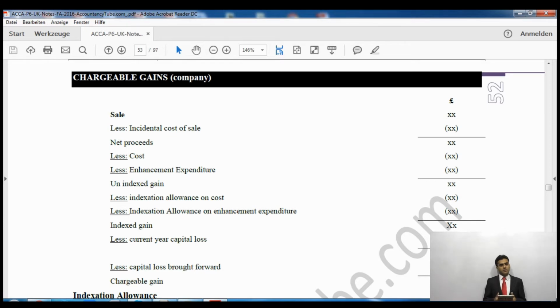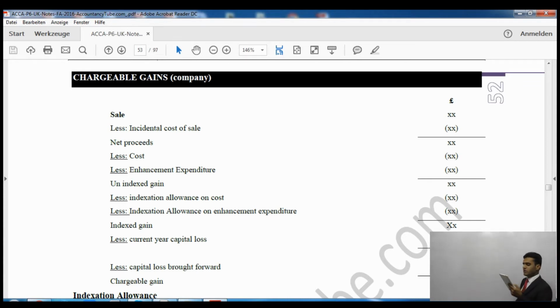So whenever the price is changing due to time and price rise, which is inflation, it will be incorporated into the indexation allowance. So we'll have to deduct the indexation allowance as well. Companies won't get any annual allowance. However, what they get is indexation allowance. So that is the pro forma of capital chargeable gains for companies.